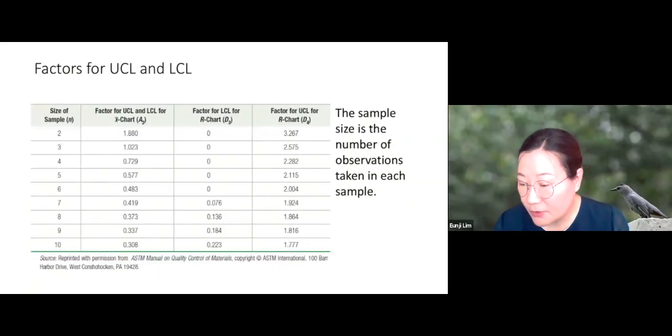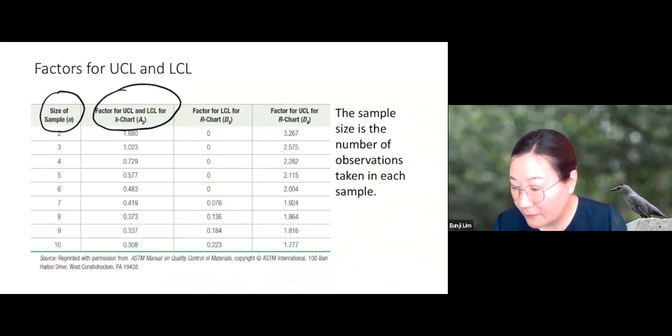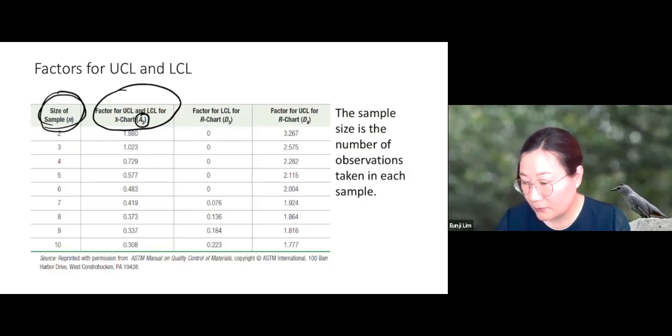You can find it from this chart. In the first column, you have the size of the sample. And in the second column, you have the factor for upper control limit and the lower control limit for the X bar, which is A2. And A2 depends on the size of the sample.